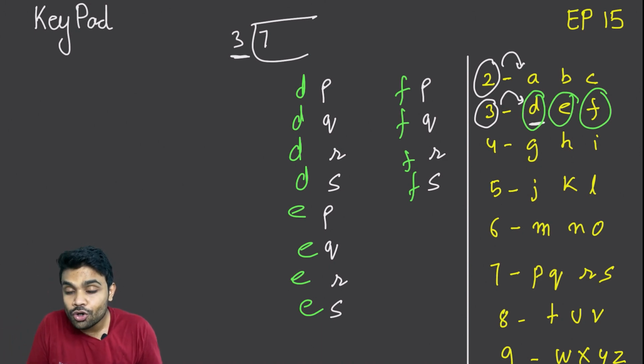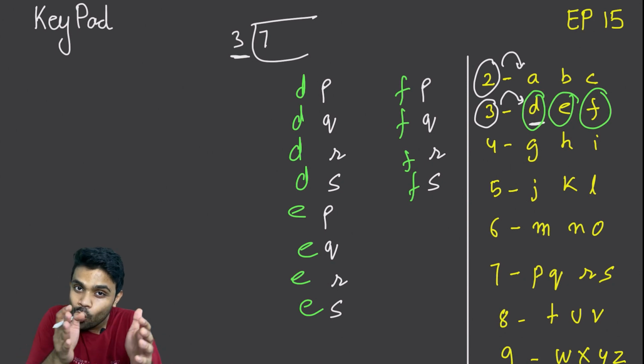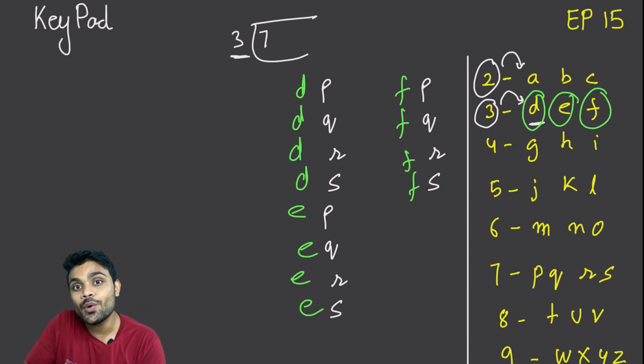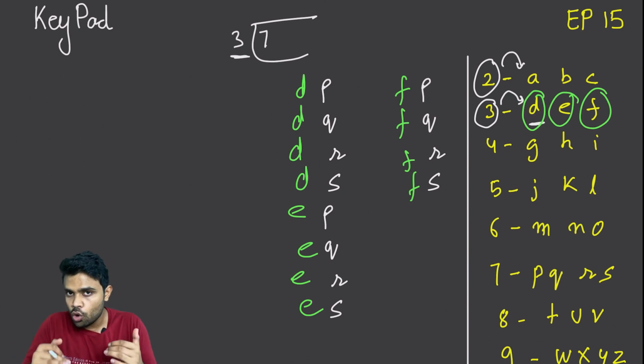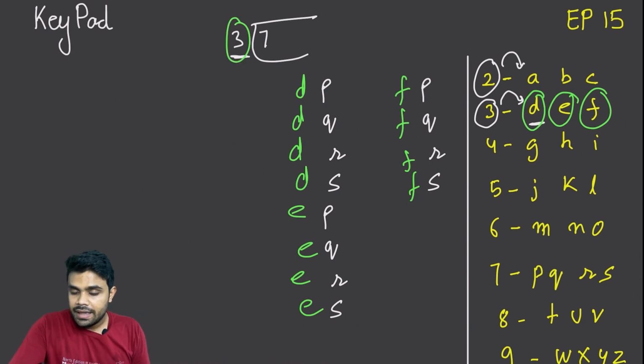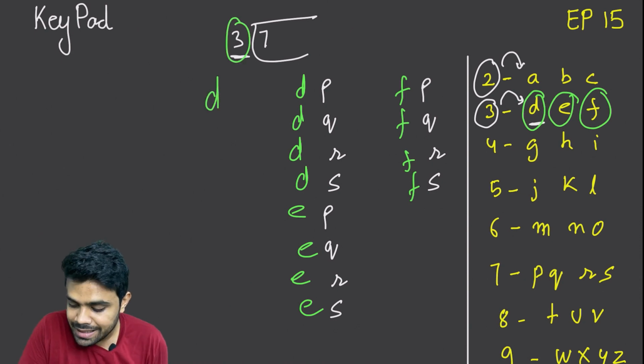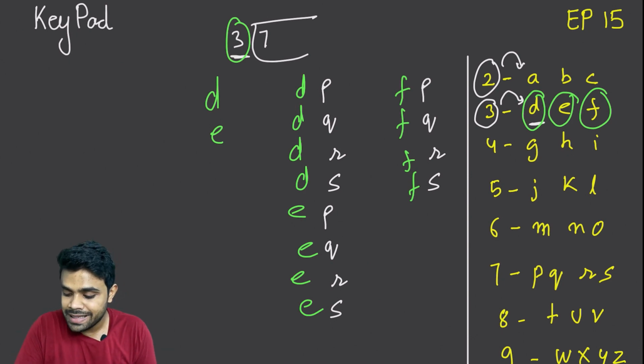What is the other option? What could be the other option? Do your own task and ask recursion to handle the rest of the task. How can you do your own task? Basically give your option here itself, that instead of 3 I'm going to place a D, instead of 3 I'm going to place an E, instead of 3 I'm going to place an F.